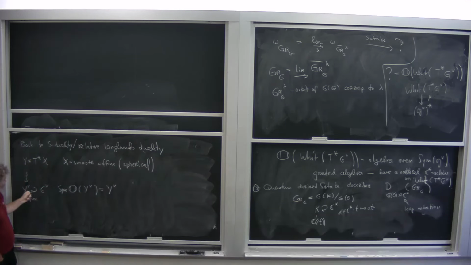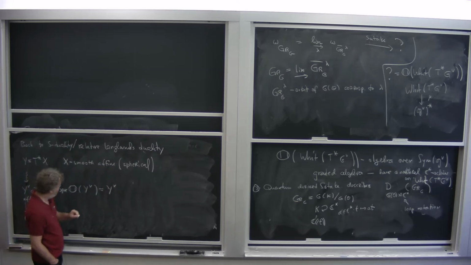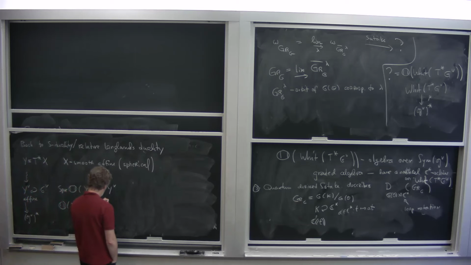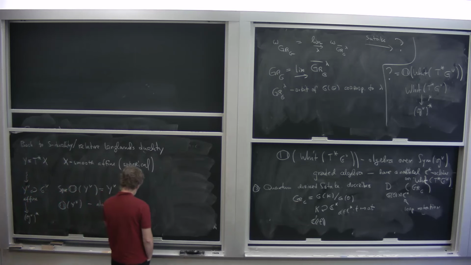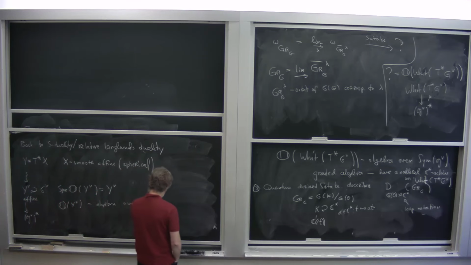Now, because this thing will be symplectic or Poisson, and this will be a Hamiltonian action, the idea is that there will be a moment map to G check star. This moment map will tell us that this algebra of Y check will be an algebra over this thing.